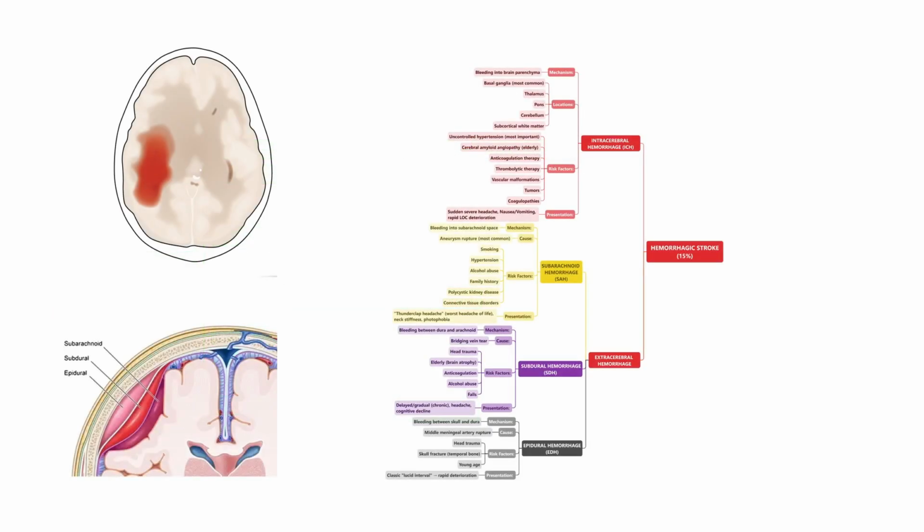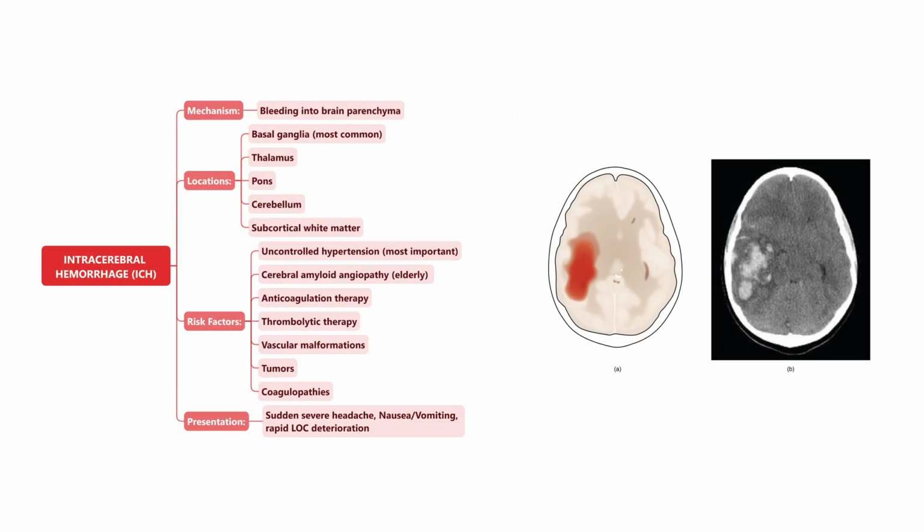Now let's move on to hemorrhagic stroke, which accounts for 15% of all strokes. Hemorrhagic strokes are divided into intracerebral hemorrhage and extracerebral hemorrhage. In the CT scan, you can see intracerebral hemorrhage with bleeding directly into the parenchyma.